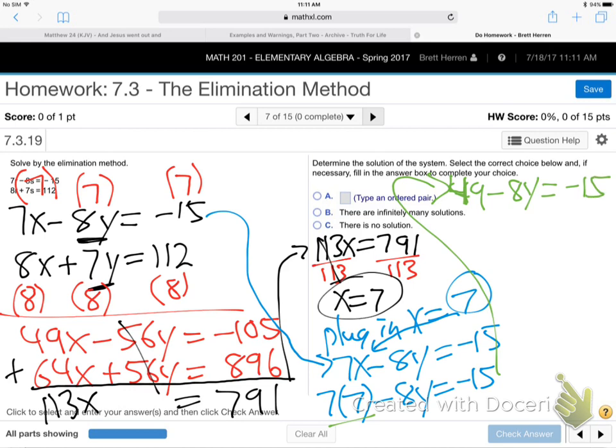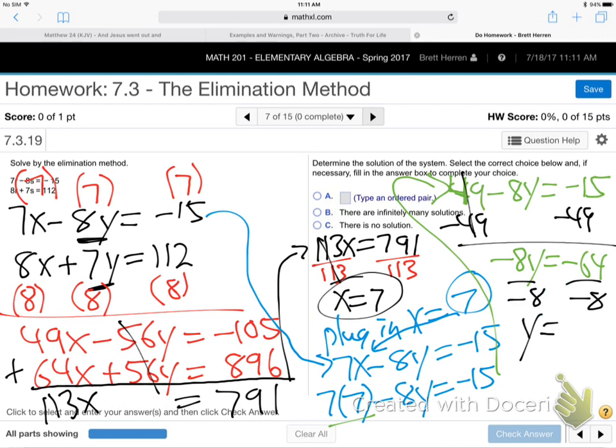So got to solve for y there. Subtract 49 from both sides. Minus 8y is something. 64. And then divide by minus 8. 2 negatives, positive 8. There it is. 7, 8. After all that work. XY, 7, 8. We got it.